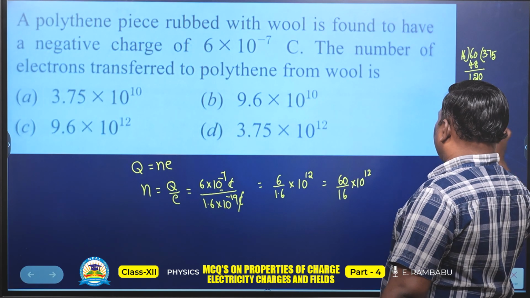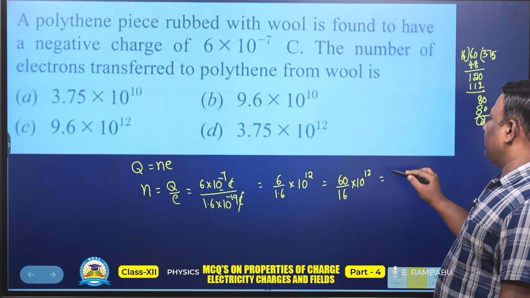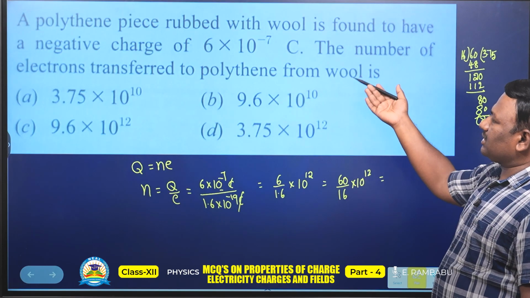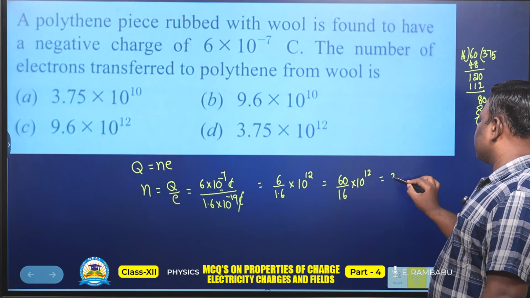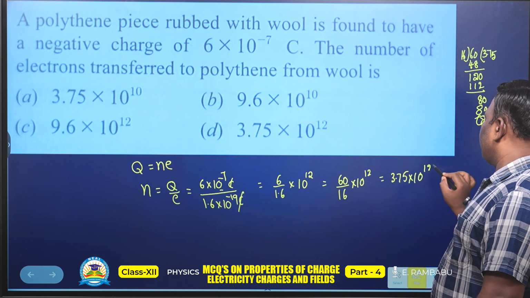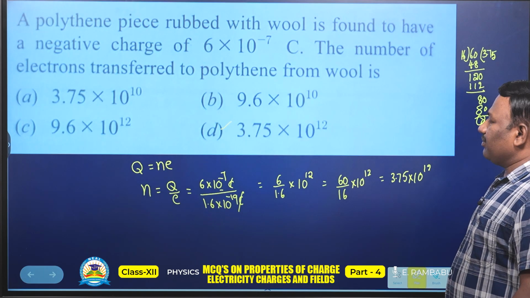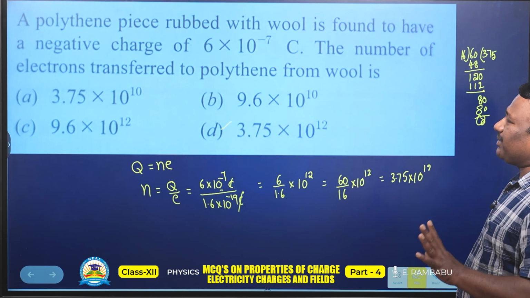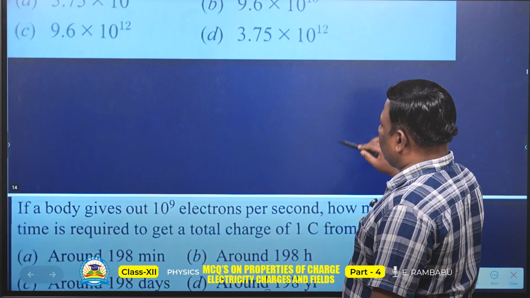So finally, the number of electrons gained by the polythene, that is, the number of electrons transferred from wool to polythene, is 3.75 into 10 to the power 12 electrons. Option D is the answer. Simple quantization of charge concept can be used here. And next one.